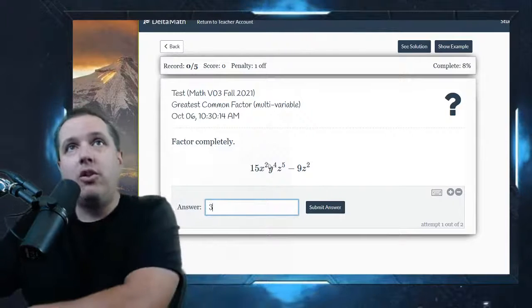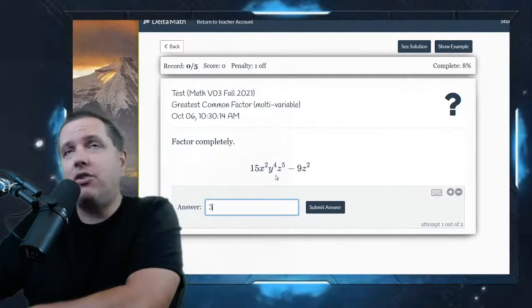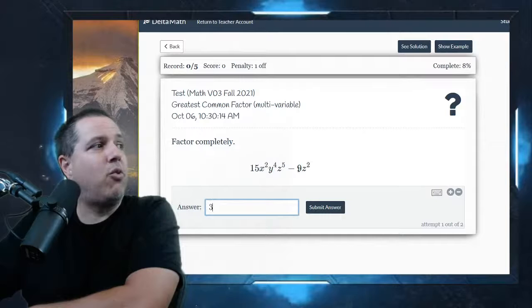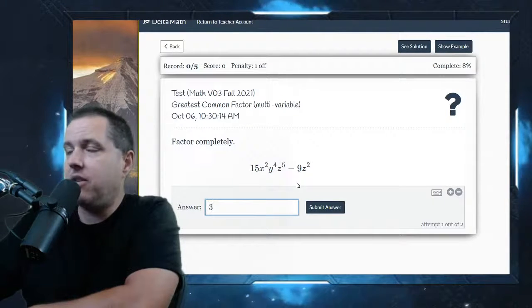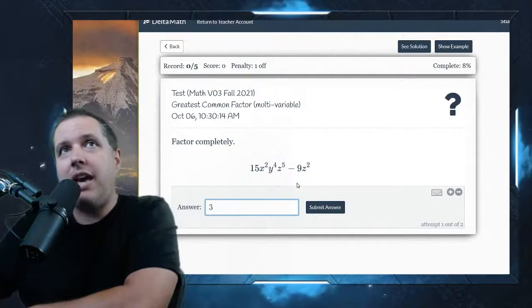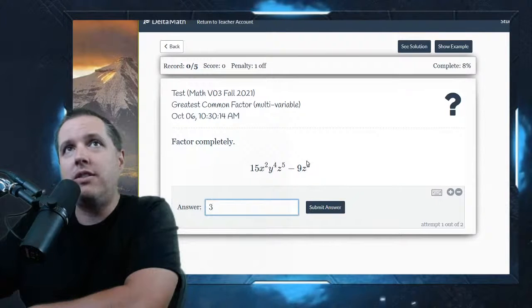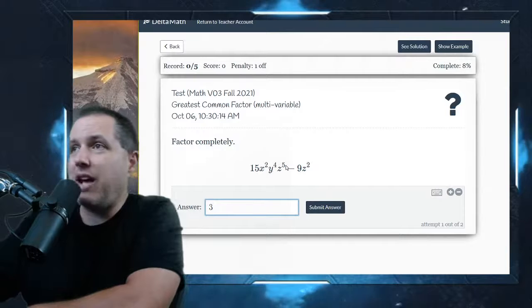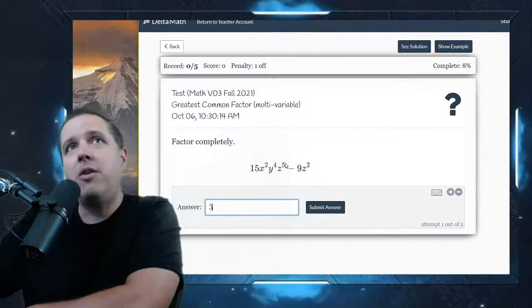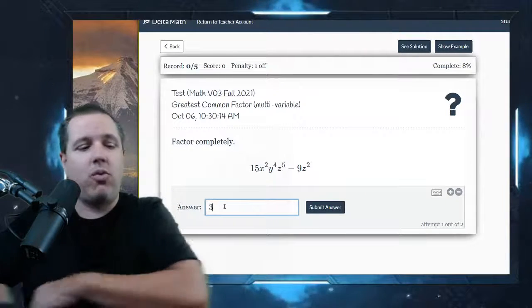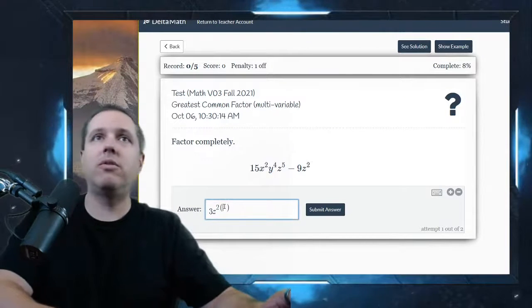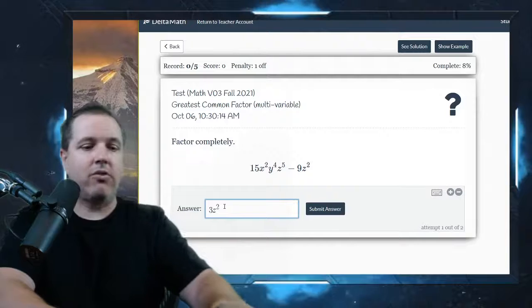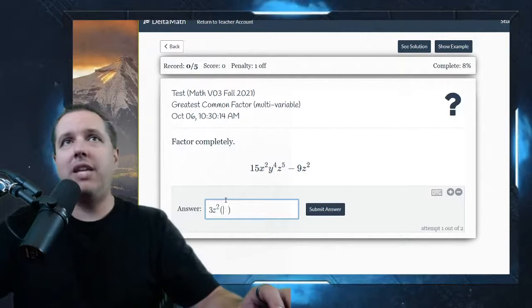So do both of these have x's? No. Do both of these have y's? No. Do both of these have z's? Yes. How many z's do they have in common? 2. Because this has a z squared, but then it also has 3 more z's on top of that, but this term only has a z squared. So 3z squared is the biggest thing that we can factor out. And then what's left when we take 3z squared out?